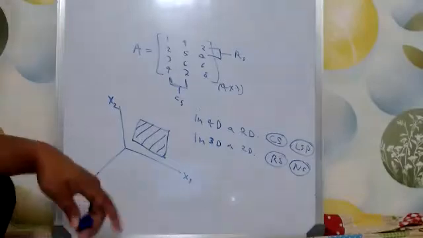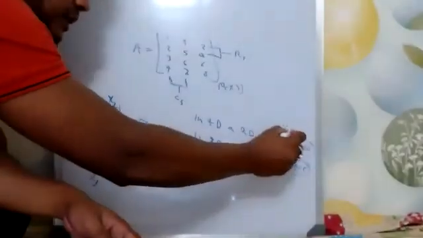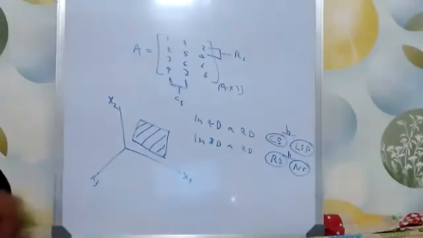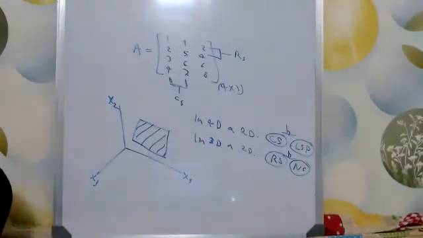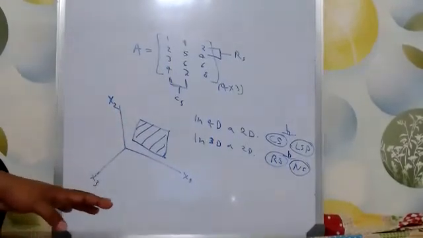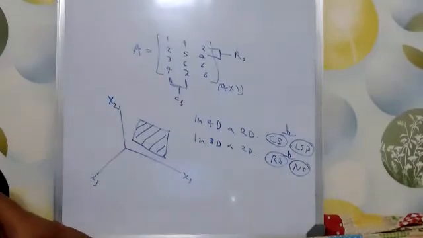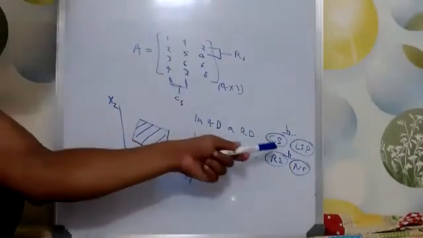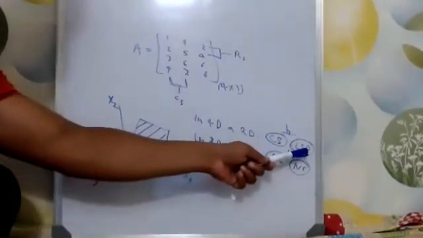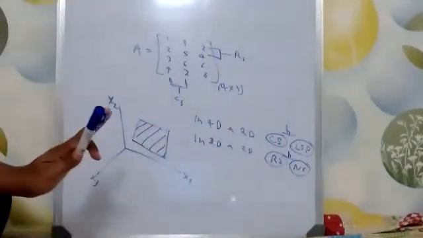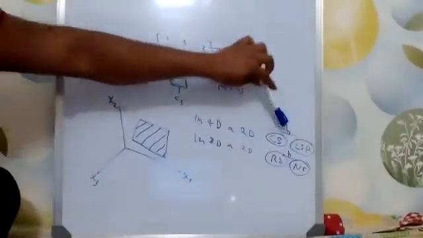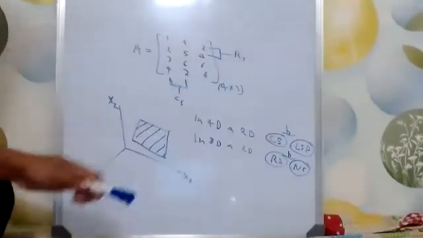That is why these two can be perpendicular to each other, and these two can be perpendicular to each other. So a column space can be perpendicular to a left null space, and a row space can be perpendicular to a null space. But there is no relationship between a column space and a row space, and no relationship between a left null space and a null space. So these pairs are independent of each other, but inside each pair the two are related.